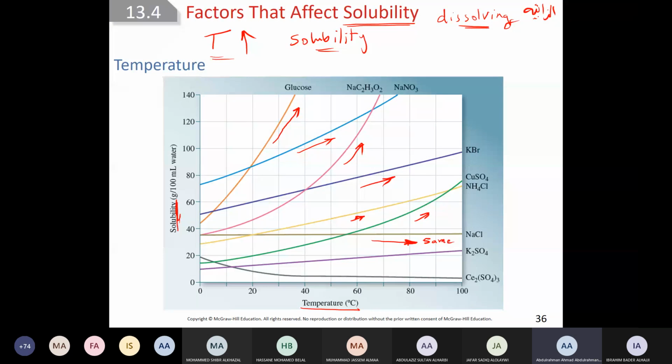Temperature does not affect salt. Salt dissolves in about the same amount, more or less. And look at the last one. What happened? What's the effect of temperature? It decreases. Solubility decreases. So temperature does not always help solubility. Actually, it may make it dissolve less.